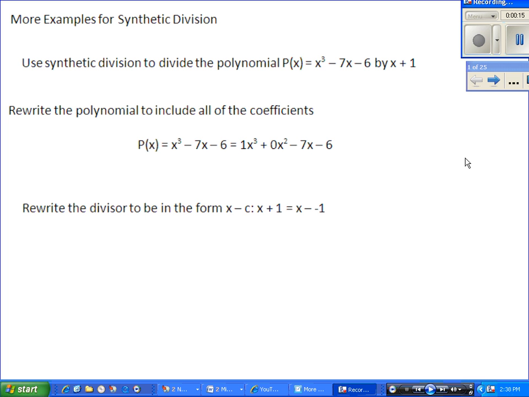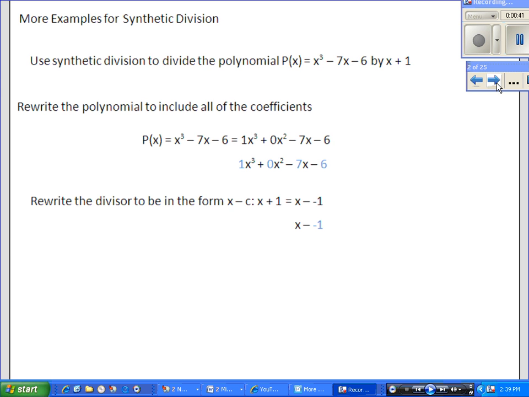First, we're going to rewrite the polynomial to include all the coefficients. I'm going to take the x cubed and rewrite it as 1x cubed. I'm missing an x squared term, so I'm going to put that in as plus 0x squared. And then the 7x subtract 6. Also, I need to rewrite the divisor to be in the form x subtract c. So x plus 1 I can rewrite as x subtract negative 1.